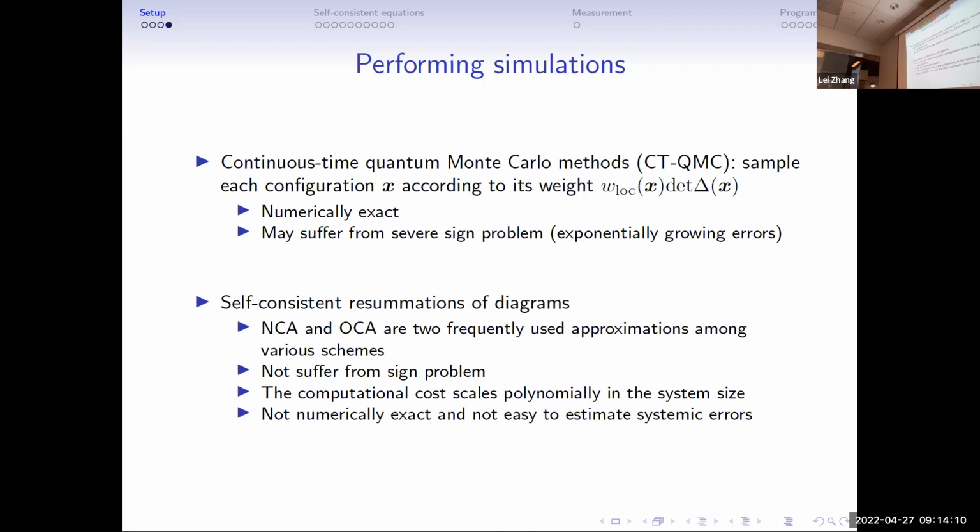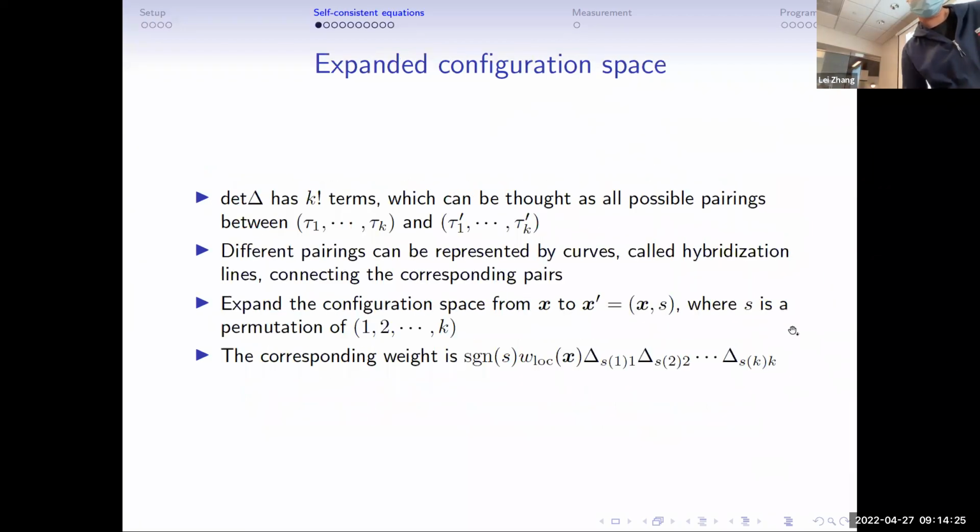And finally, the disadvantage of this method is that it's not numerically exact, and it's also not easy to estimate the systematic errors. Okay, this is the warm up, and let's go to more details of this self-consistent resummation method.